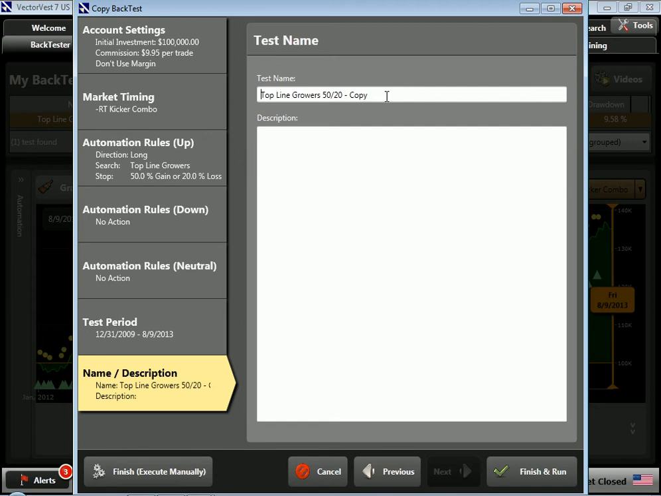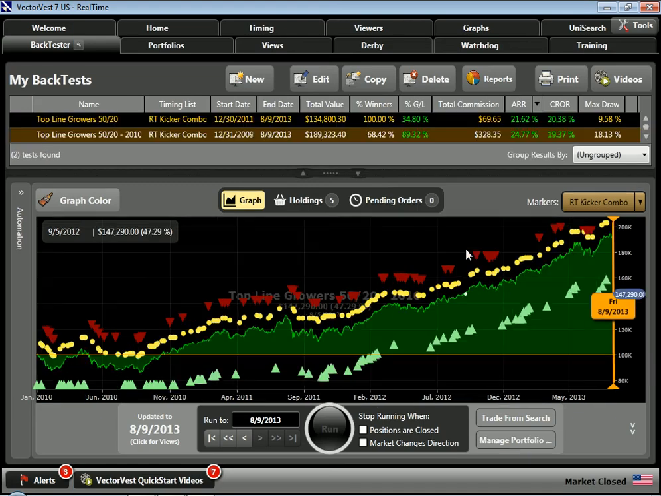And we'll give this a name. And we'll leave it the same. We'll just say 2010 as our starting point. And we'll click Finish and Run. And here, thanks to the magic of time-lapse photography, are our results.